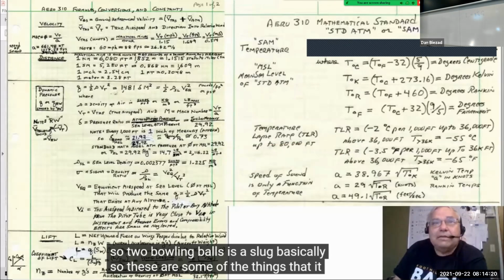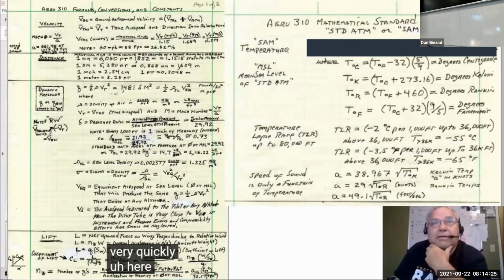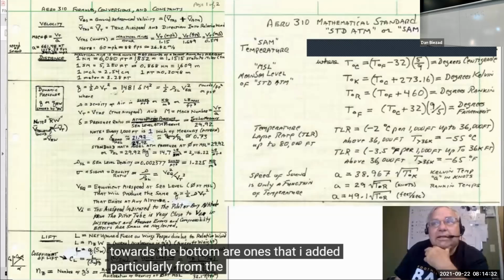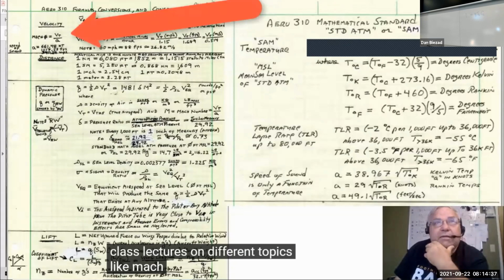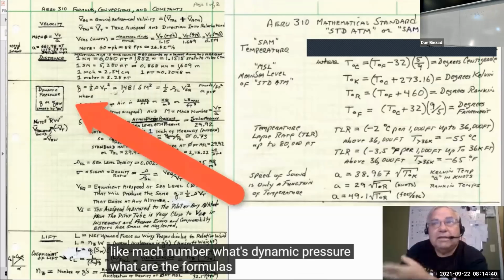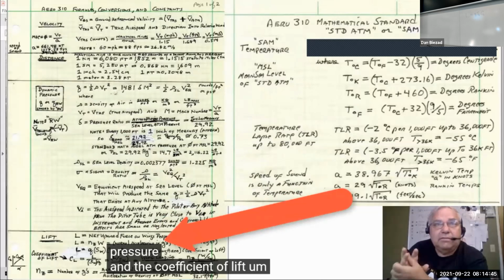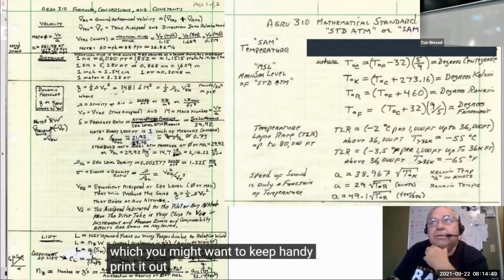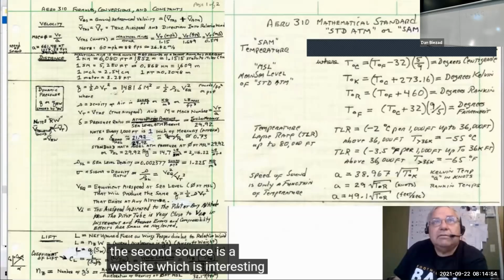So these are some of the things that are maybe hard to find. This might save you some time, since you can find it very quickly here in this set of files. Towards the bottom are ones that I added, particularly from the class lectures on different topics, like Mach number, what's dynamic pressure, what are the formulas for dynamic pressure, and the coefficient of lift. So that's the first source, is this file, which you might want to keep handy, print it out, keep it if you've got it. The second source is a website, which is interesting.